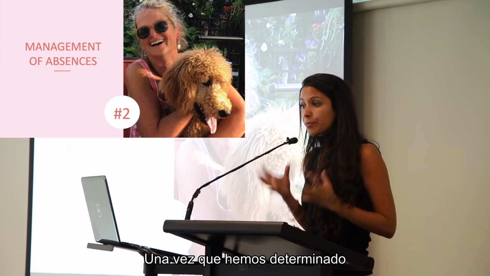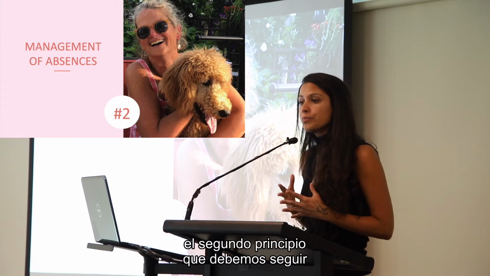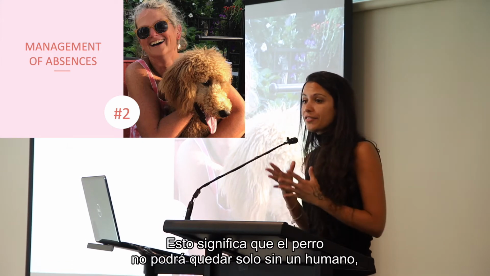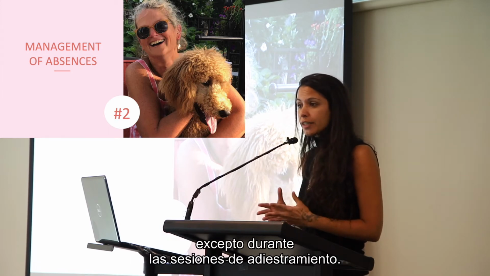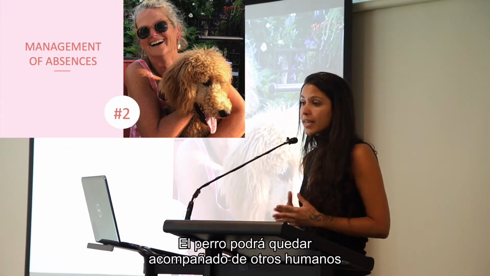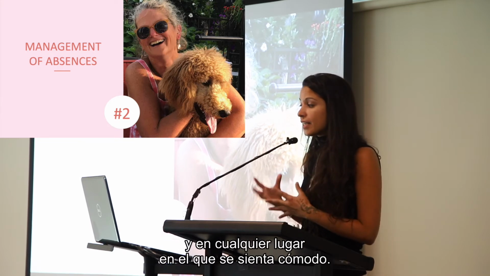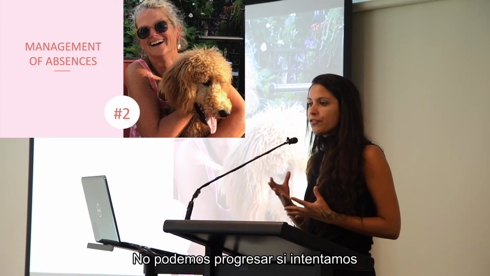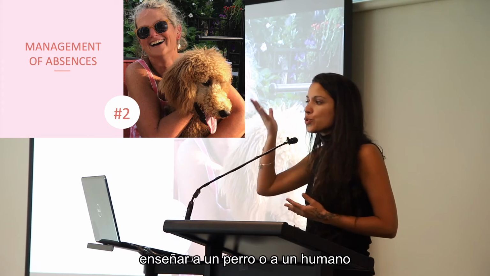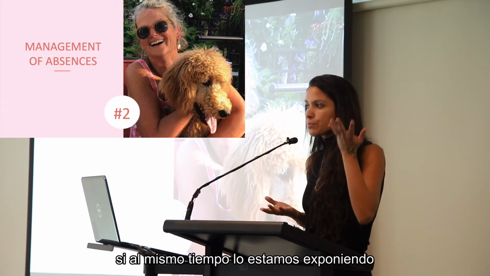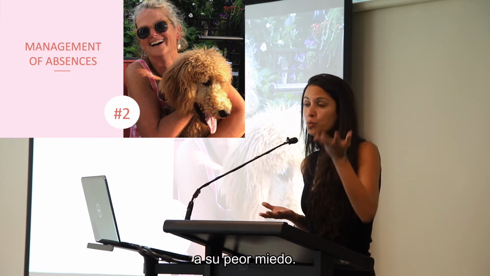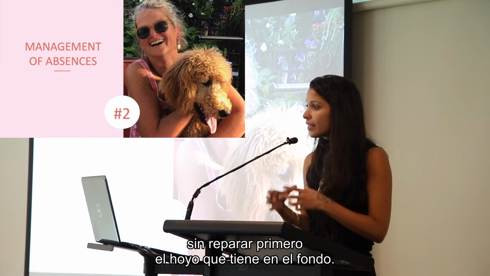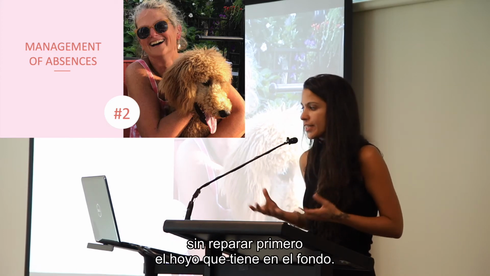Once we have determined that the problem is actually separation anxiety, the second principle we have to follow is suspending absences. This means that the dog can't be left alone without a human except during the training process. The dog can stay with different humans and in any place that he feels comfortable. And why is this so important? Because we can't make progress if we are trying to teach a dog or a human not to be afraid of something if at the same time we're exposing that person or that dog to his worst fear. It could be like trying to take water out of a boat that is sinking without fixing the hole that it has at the bottom ahead of time.